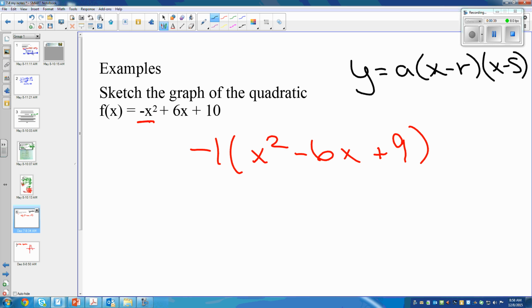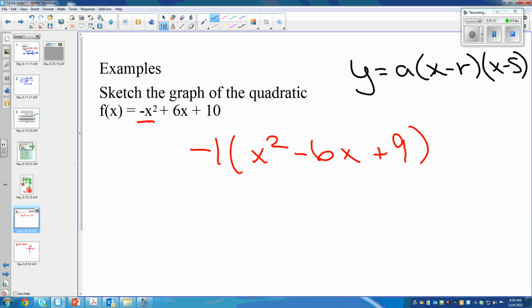Now, how can you find your y-intercept? Well, you can plug in 0. Guess what happens when you plug in 0? You multiply a times r times s, right? So you can find your y-intercept by just multiplying your a times r times s. That gives you your y-intercept. Then you can put in those points.